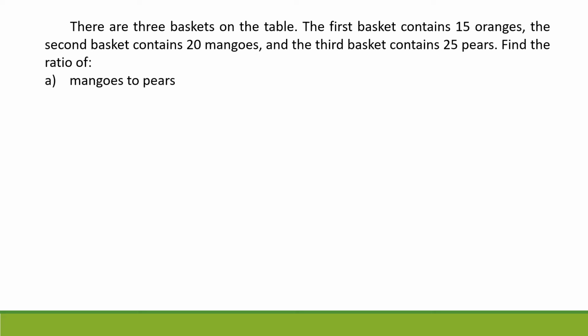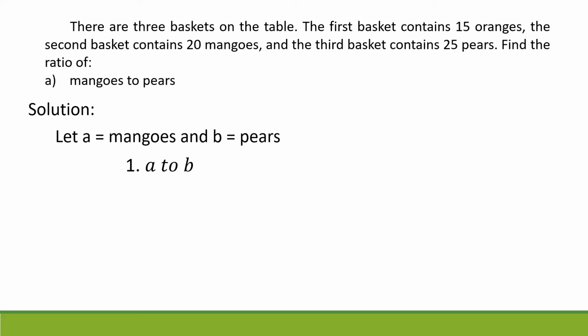Una nating hanapin ang mangoes to pears. For our solution, let A be the number of mangoes and B the number of pears. So for number 1, we have A to B. Ang A natin ay mangoes, which is 20, and B ay pears, kung saan ito naman ay 25. So ang A to B natin ay 20 to 25. Again, isusulat pa ito, isi-simplify.